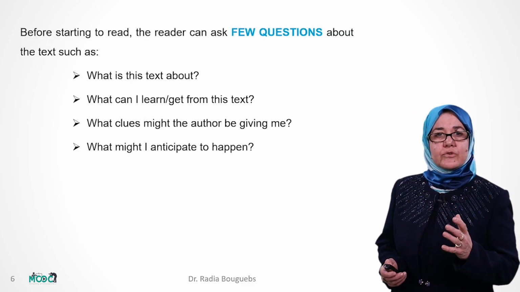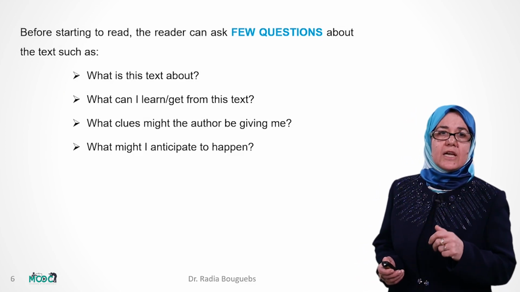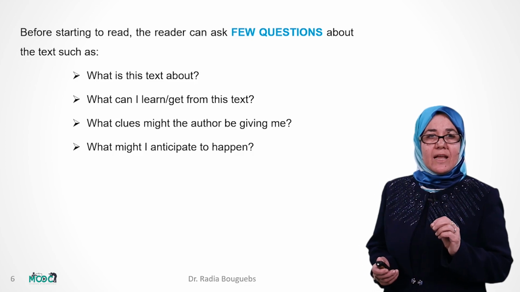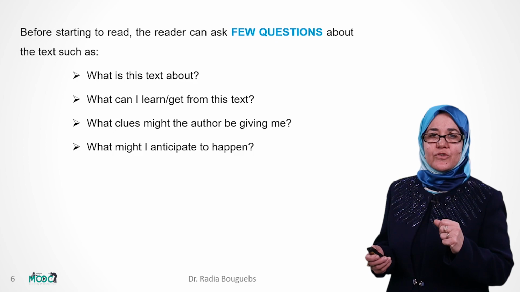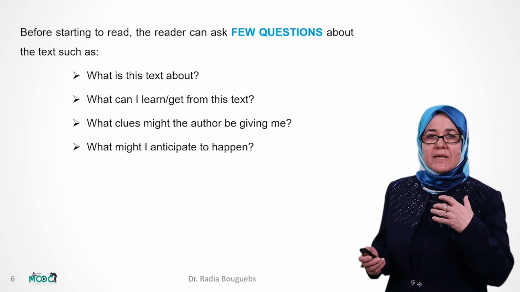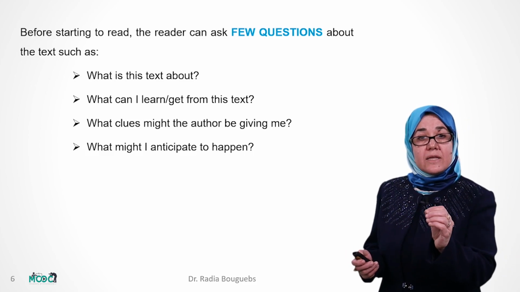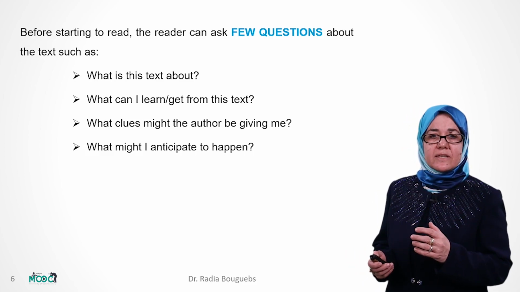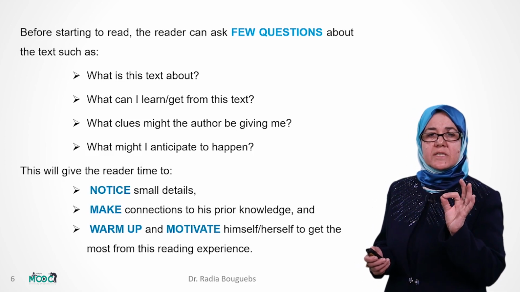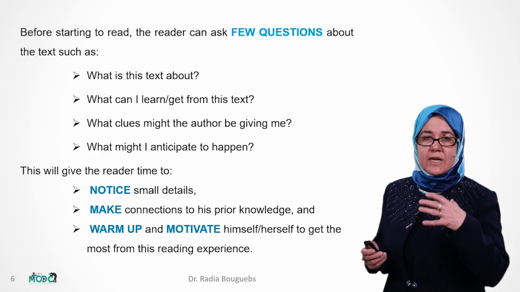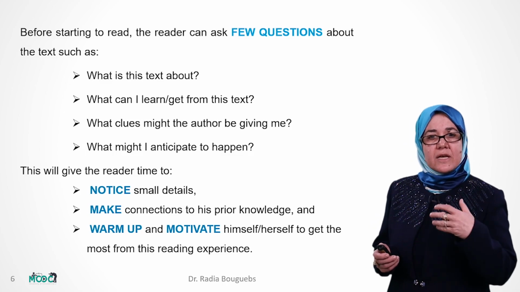Before starting to read, the reader can ask a few questions, as I have mentioned in the previous slide, about the text, such as what is this text about? What can I learn from this text? What clues might the author be giving me, and what might I anticipate would happen in this text? These questions will make the reader notice small details, meaning that he will focus on those details that are apparent on the material he is going to read.